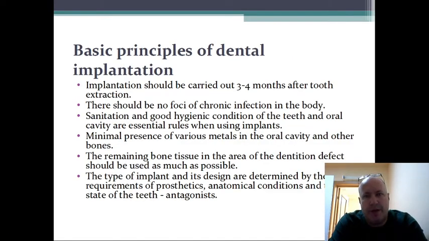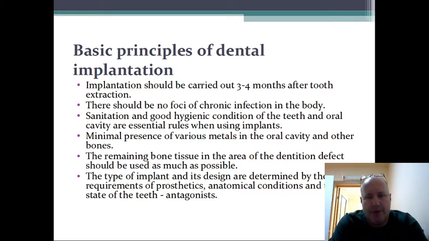Basic principles of dental implantation. Implantation should be carried out 3 or 4 months after tooth extraction. There should be no focal chronic infection in the body. Sanitation and good hygienic condition of the teeth and oral cavity are essential rules when using implants. Minimal presence of various metals in the oral cavity and other bones. The remaining bone tissue in the area of the dentition defect should be used as much as possible.